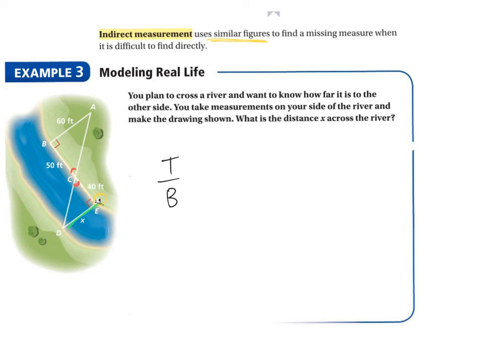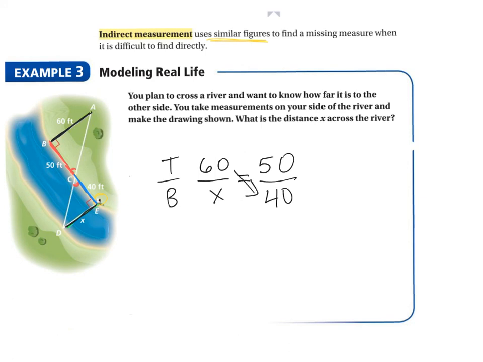For the top, we have to figure out what are the corresponding sides. So this corresponds to our distance here. So we're going to start with 60 over x, and that is going to be equal to this top triangle that corresponds to this part of the other one. So that equals 50 on the top one, 40 on the bottom one, and now we're going to cross multiply.